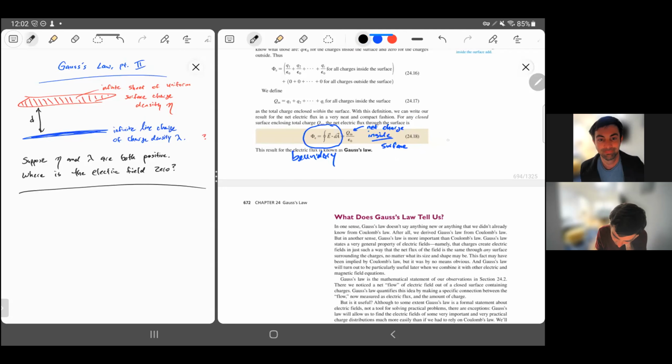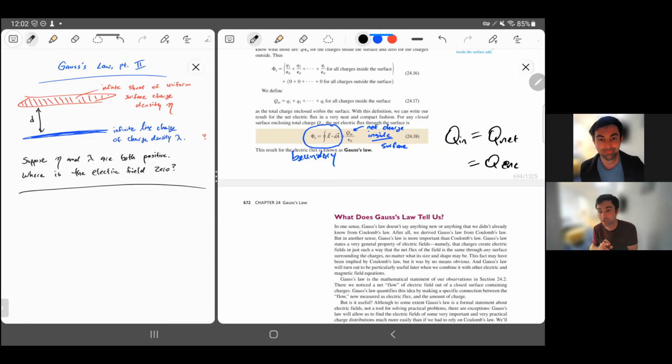Your book calls this Q in. That's not the total number of charges inside, it's the net charge. So you might see this as Q in, you might see this as Q net, you might see this as Q enclosed, ENC. Other books will write ENC for enclosed charge. All of those mean the same thing, the net charge on the inside of your closed surface.